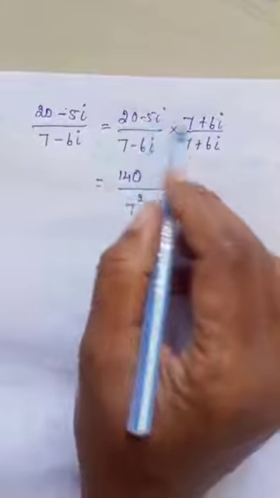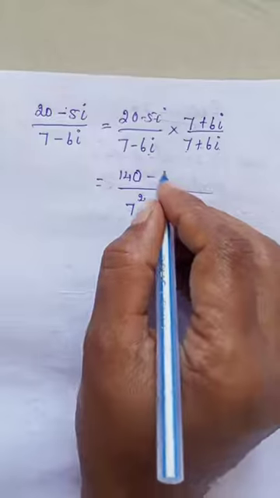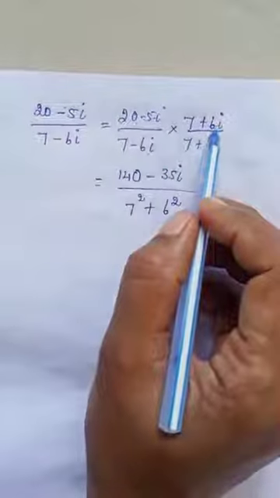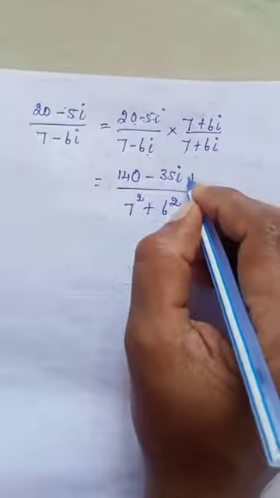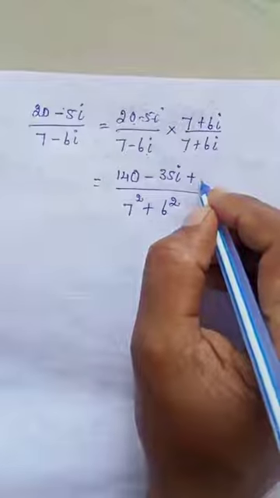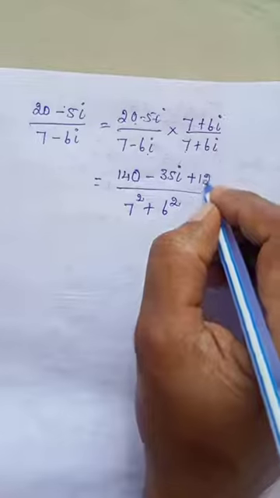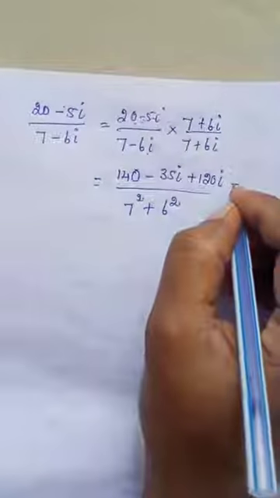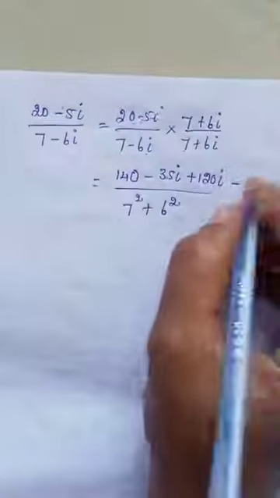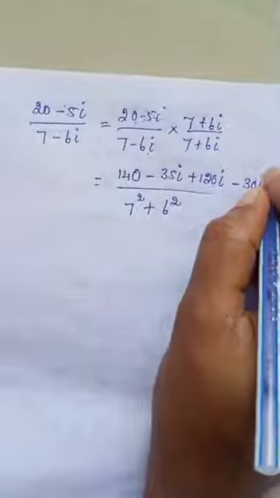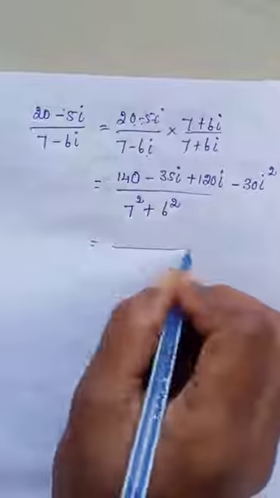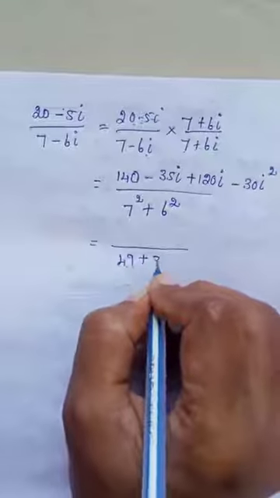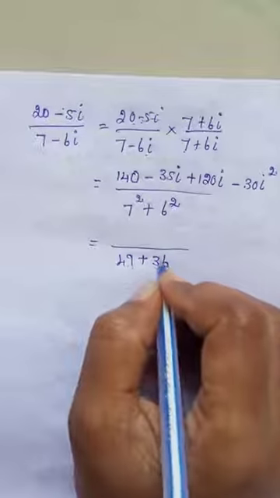140. This is minus 35i. 20 into 6i, that is 120i. This minus into plus, minus 5 into 6i, that is minus 30i square. So here the denominator, 7 square is 49 plus 6 square is 36.